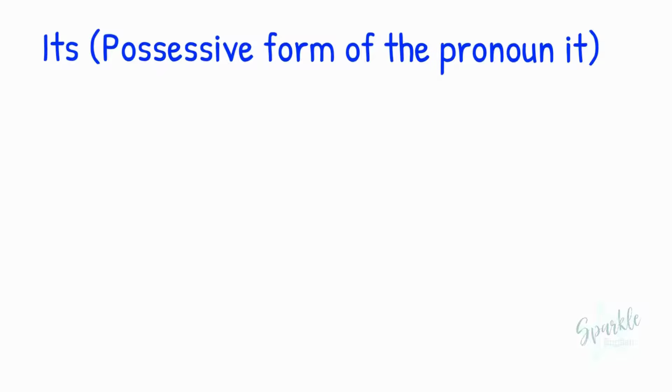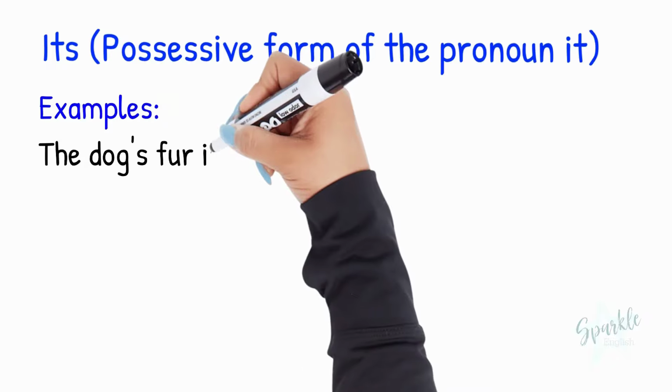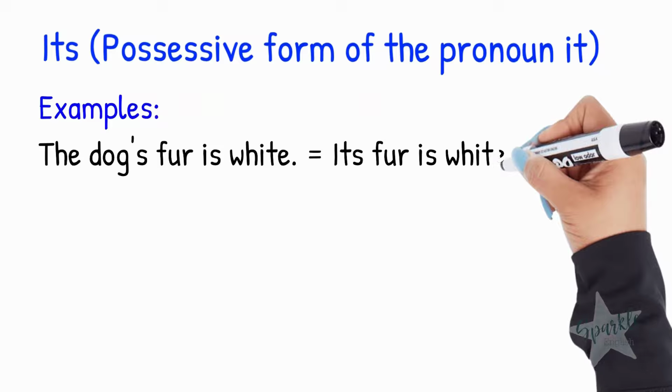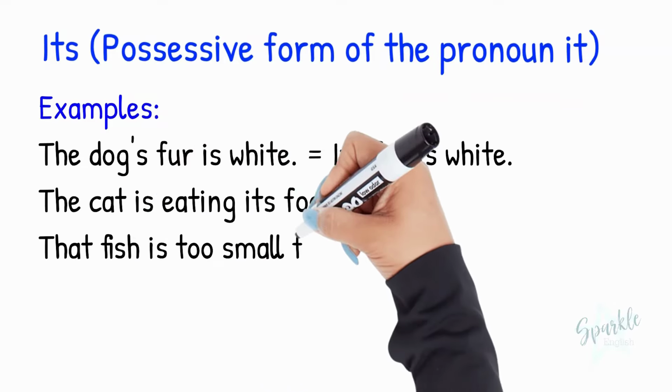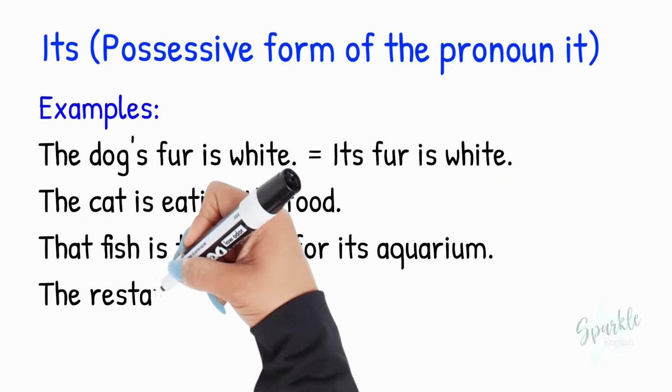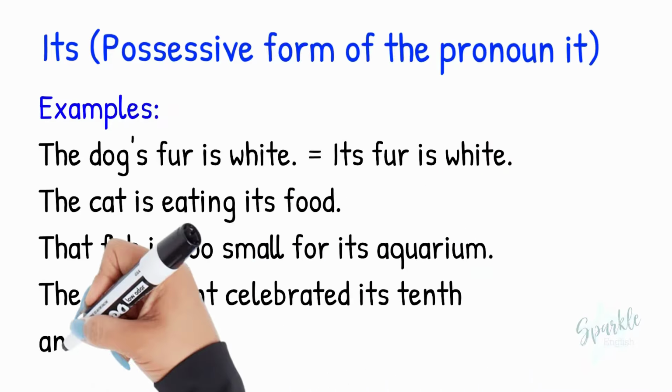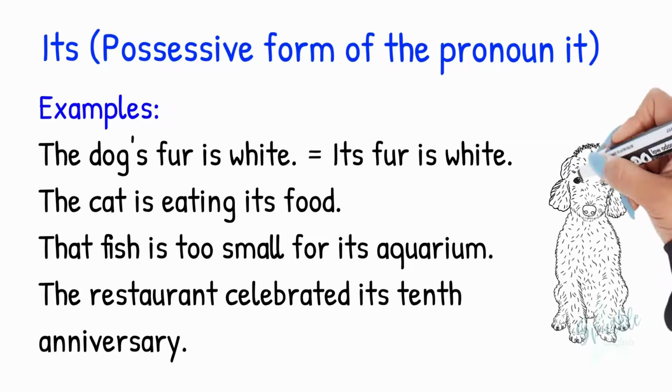Let's look at some more examples. The dog's fur is white, or we could say its fur is white. The cat is eating its food. That fish is too small for its aquarium. The restaurant celebrated its 10th anniversary.